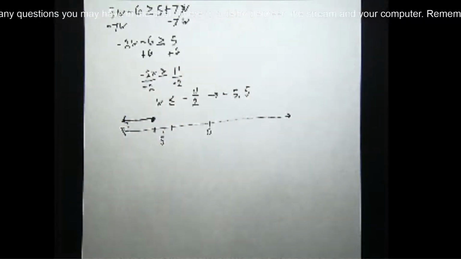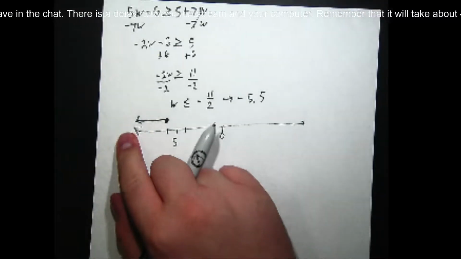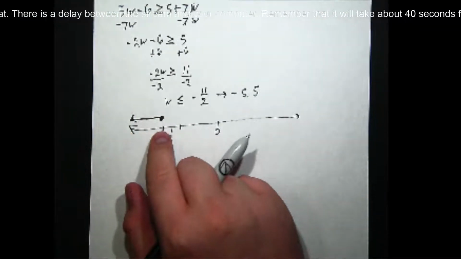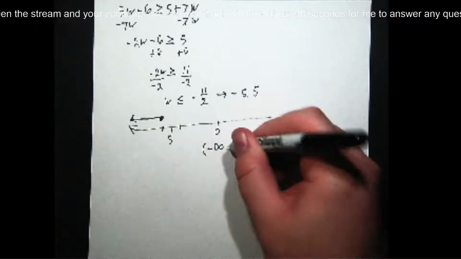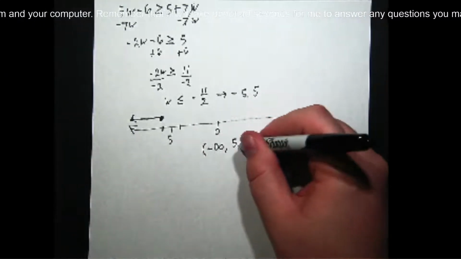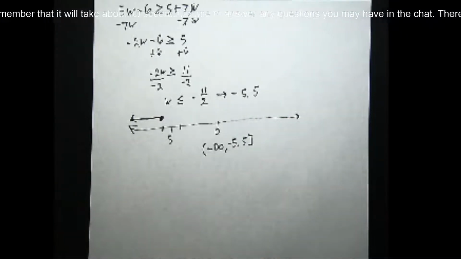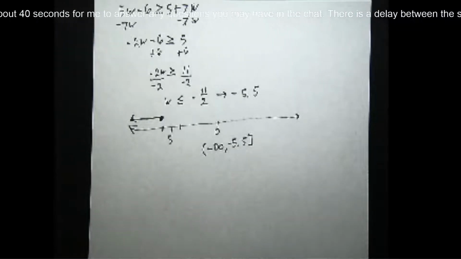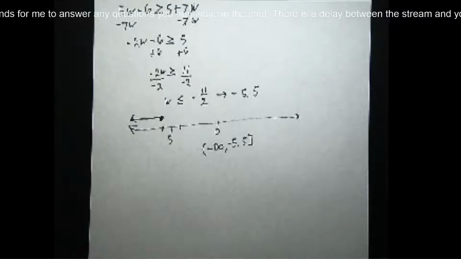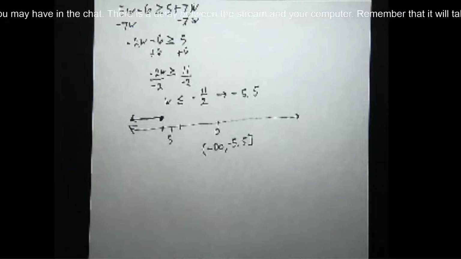So there's our graph. And then as an interval, we can say that it starts at negative infinity and then goes to negative 5.5. So we can't be equal to negative infinity, but we can be equal to that 5.5. So we'll use a bracket around it. Any questions? Nope. All right. Next.